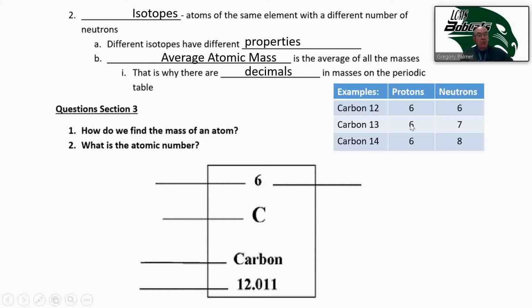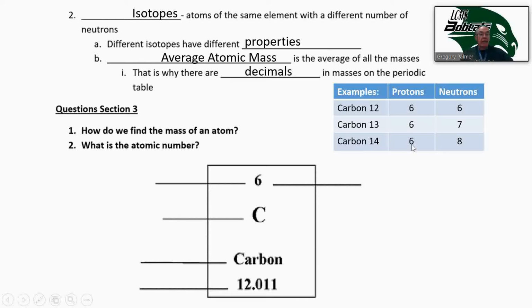Carbon-13 has 6 protons because it's carbon. And remember, the proton is the atomic number, so all of them have the same atomic number. They're all 6 protons, they're all carbon. Carbon-13 has an extra neutron, so its mass is 13. 7 neutrons plus the 6 protons has a mass of 13.